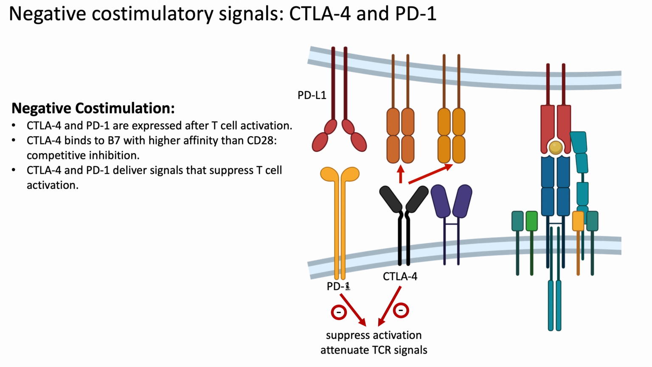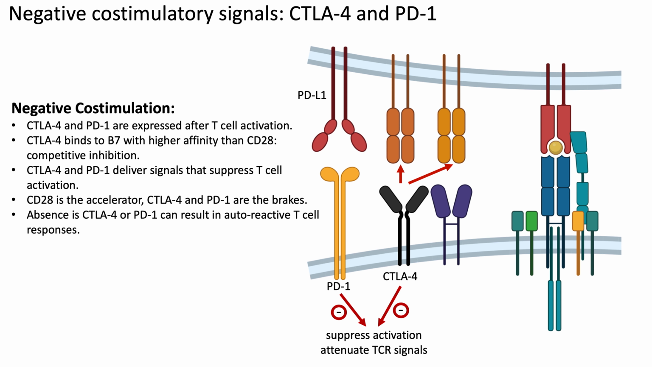Both CTLA4 and PD-1 induce a negative co-stimulatory signal within the T cell that suppresses T cell activation and attenuates TCR signals. And one way to think about it is that CD28 is the accelerator, but in order to control T cell activation, you need brakes. So PD-1 and CTLA4 are the brakes on T cell activation.